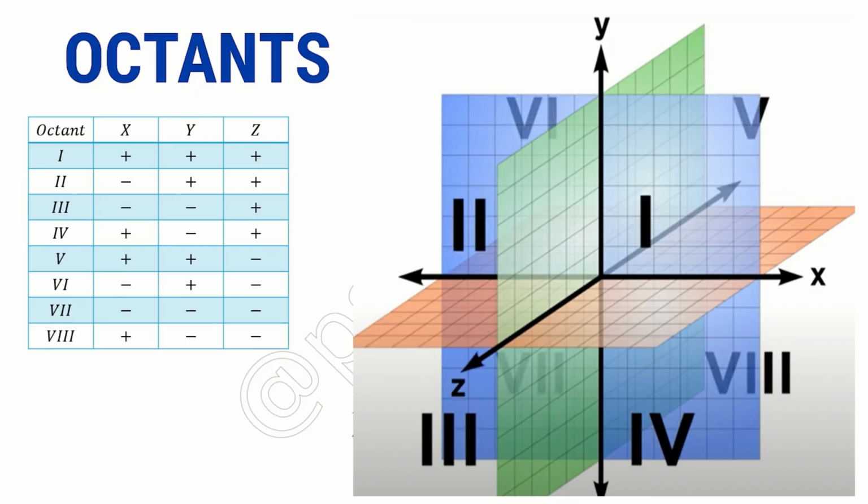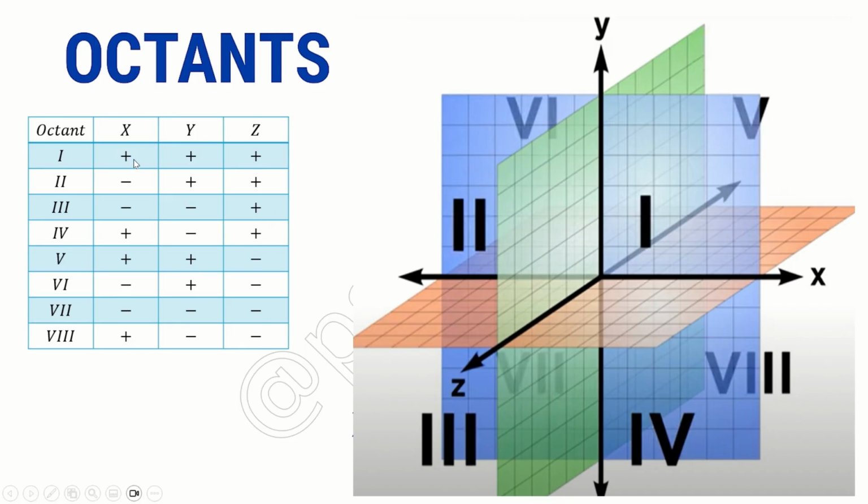You will have positive, positive, positive, where all of x, y, z are positive. You have three boxes, basically x, y, z, and each box has either positive or negative, two options. So 2 into 2 into 2 gives 8 options. Plus plus plus, minus plus plus, minus minus plus, like this. You will get all 8 options here.